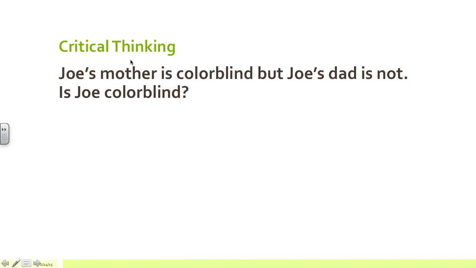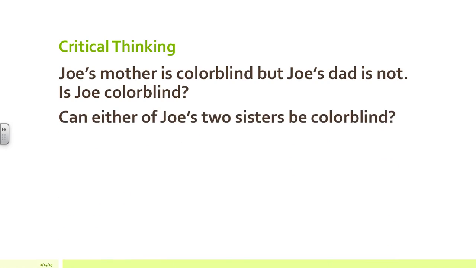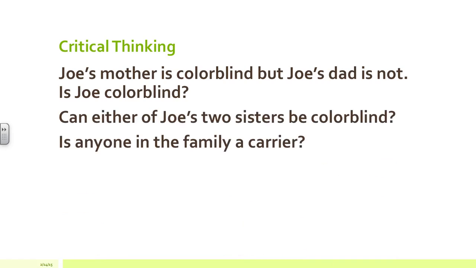So I got a question for you. Joe's mother is colorblind, but Joe's dad is not. Is Joe colorblind? So go ahead, draw a Punnett square in your journal, see if you can't figure it out. Here's another one. Can either of Joe's two sisters be colorblind? And is anyone in the family a carrier? So make 3 Punnett squares here to answer the question. Give you a few minutes and then we'll discuss this in class.